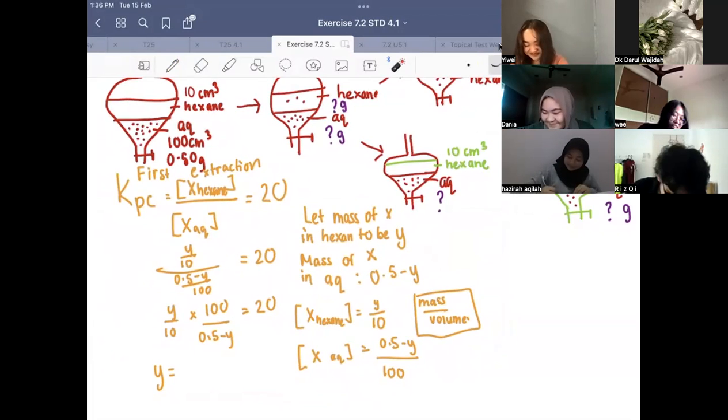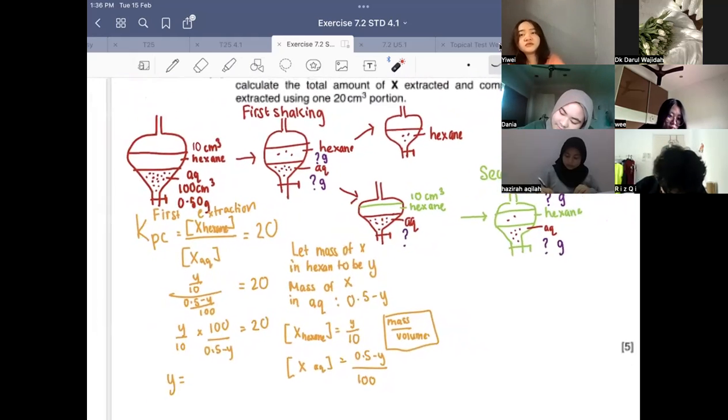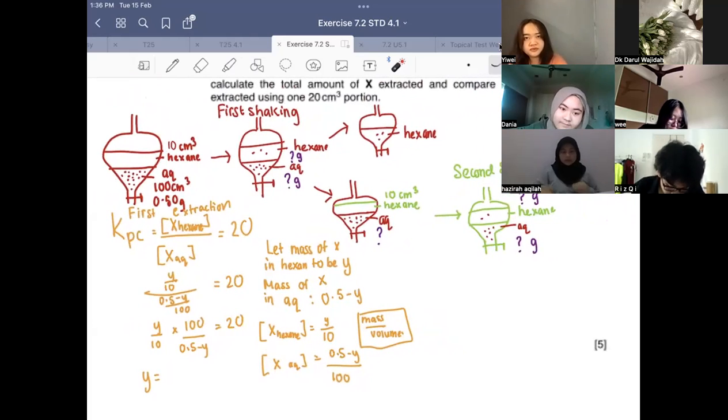So I'll let you work out what y is first, and then we'll move on to the next part, which is the second extraction or the second shaking. I zoom out a little bit, just in case you want to copy the whole thing together with the diagram.